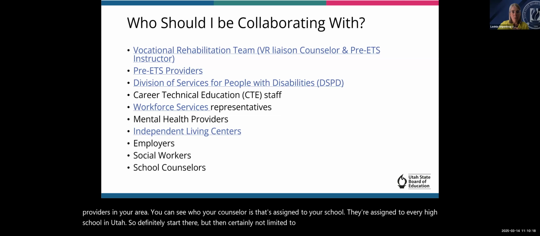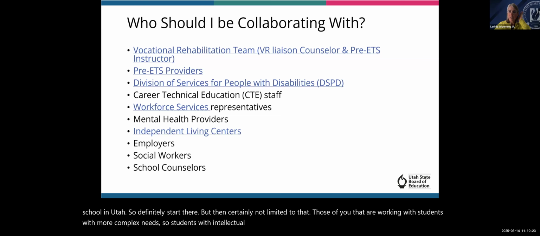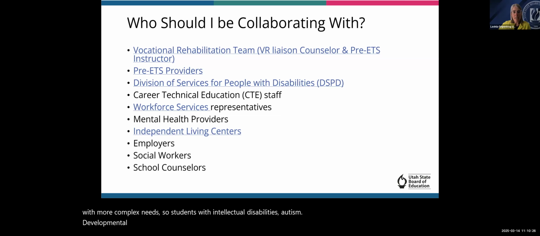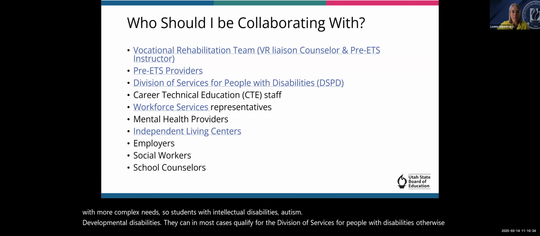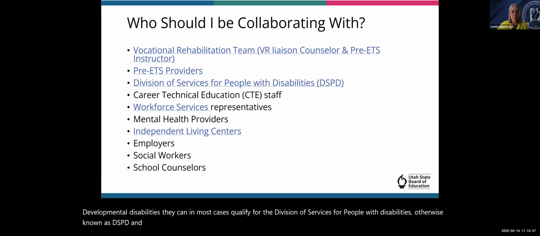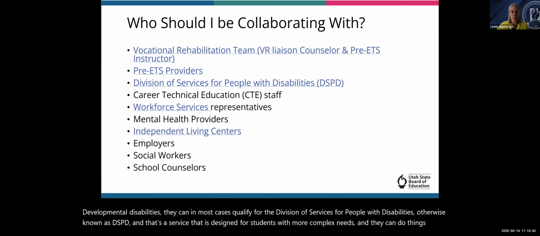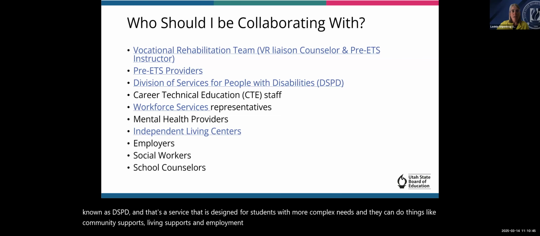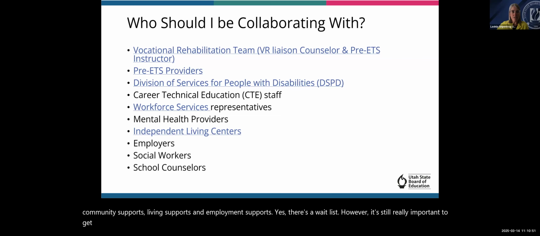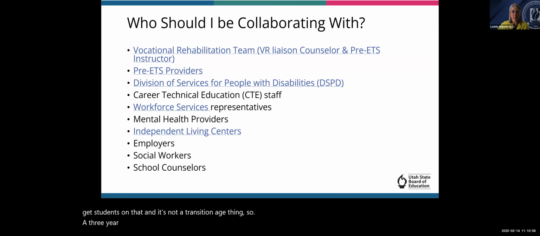Those of you that are working with students with more complex needs, so students with intellectual disabilities, autism, developmental disabilities, they can, in most cases, qualify for the Division of Services for People with Disabilities, otherwise known as DSPD. That's a service designed for students with more complex needs, and they can do things like community supports, living supports, and employment supports. Yes, there's a wait list. However, it's still really important to get students on that, and it's not a transition age thing. So a 3-year-old student with a complex need can get on that list.